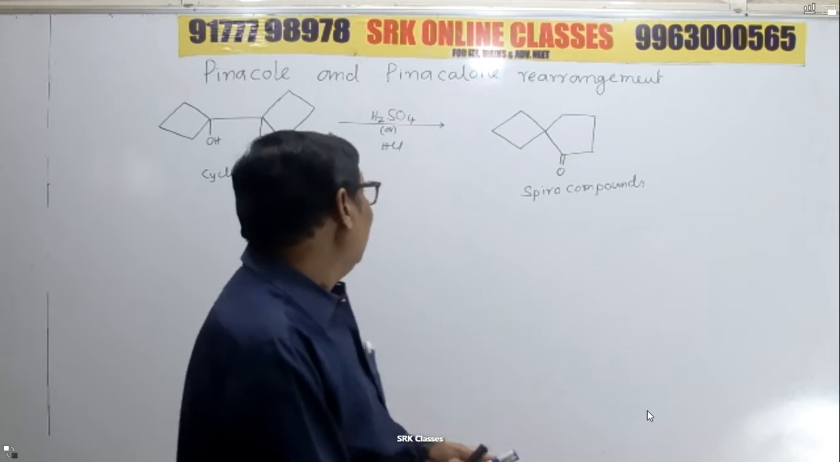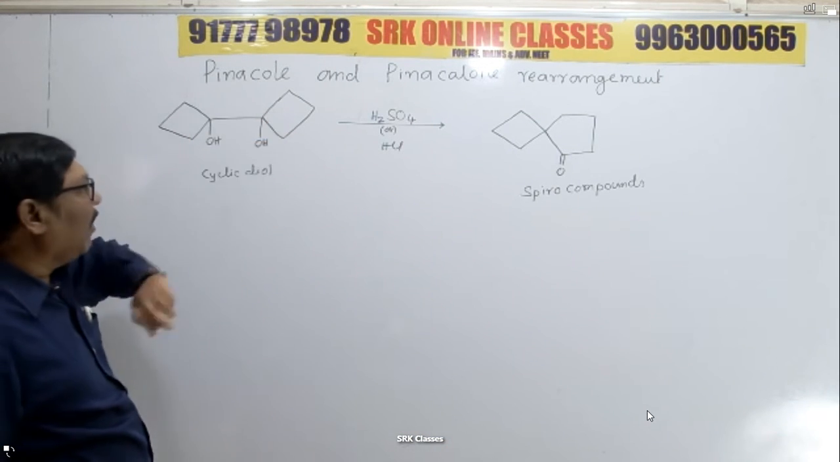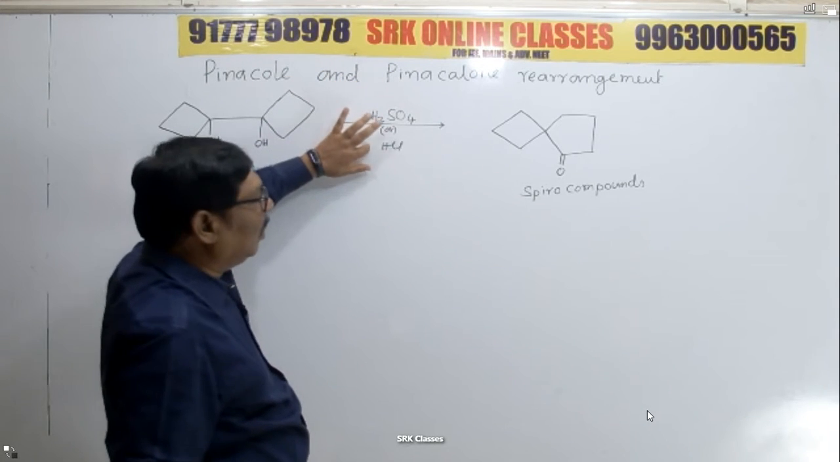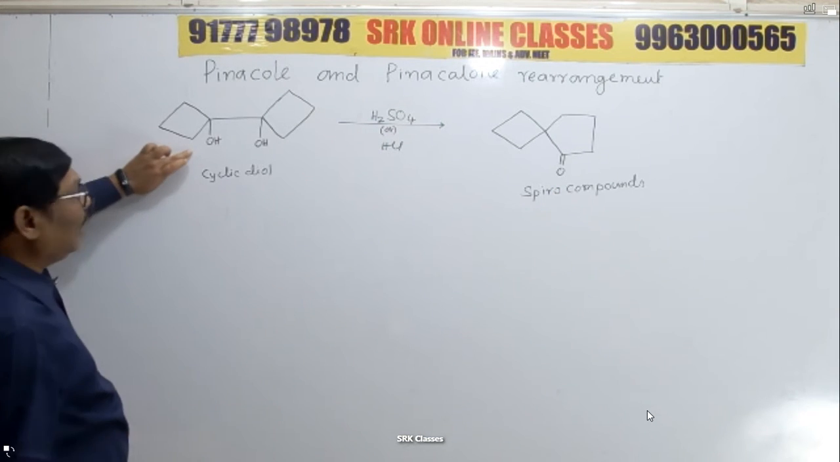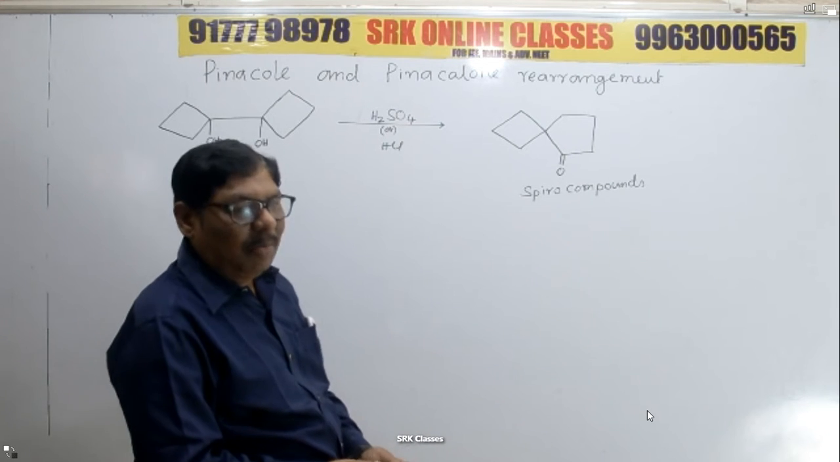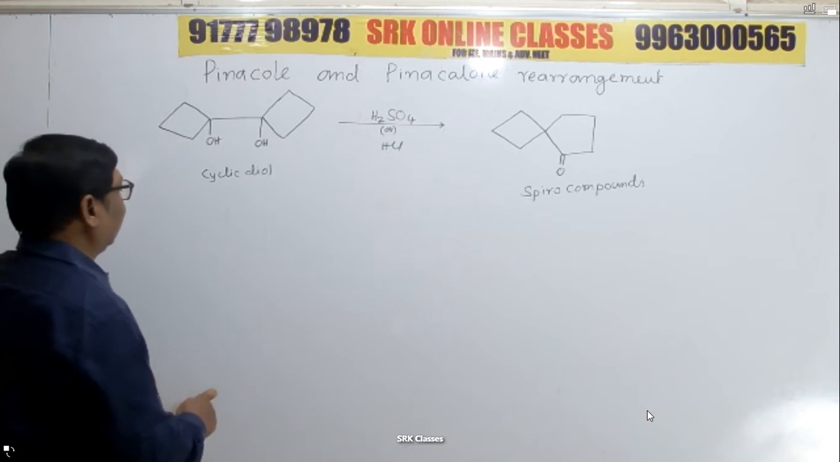Here I have taken a 1,2-diol of a cyclic compound, a 4-membered cyclic compound. A reaction with sulfuric acid, HCl or an acidic medium produces a spiro compound. Now, diols are converted into another cyclic compound known as a spiro compound. This is the first application part. Let us work out the mechanism for this one.